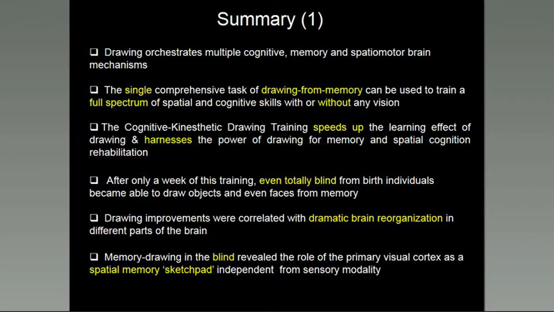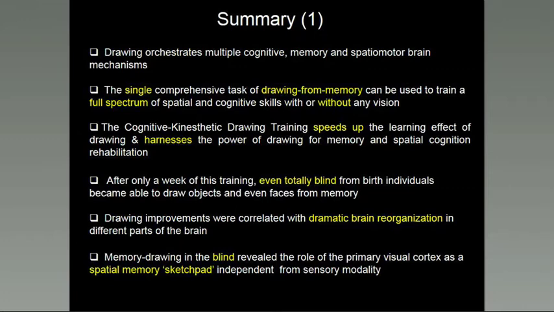So in summary, I'll try to briefly list the main findings. The first thing, again, is that drawing is not simple. Drawing orchestrates multiple cognitive, memory, and spatiomotor brain mechanisms. The simple but multi-component and highly comprehensive task of drawing from memory can be used to train at once a full spectrum of spatial and cognitive skills, with and without vision. The cognitive-kinesthetic drawing training speeds up tremendously the learning and helps us to harness the power of drawing for rehabilitation of memory and spatial cognition.